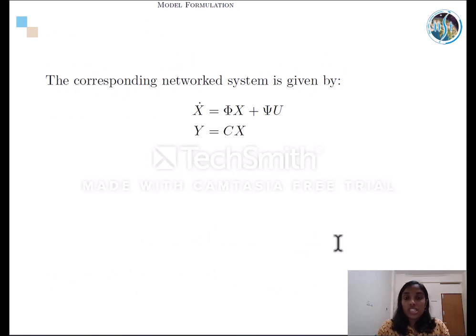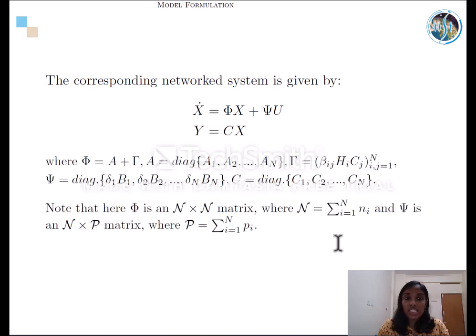Now this network system is given in compact form as x dot equals Phi x plus Xi u, y equals C x, where Phi is equal to A plus Gamma, where A is the block diagonal matrix consisting of A_i's as its blocks, Gamma is the matrix of beta_ij H_i C_j, Psi is the block diagonal matrix consisting of delta_i B_i as its blocks, and C is the block diagonal matrix with C_i's as the blocks.